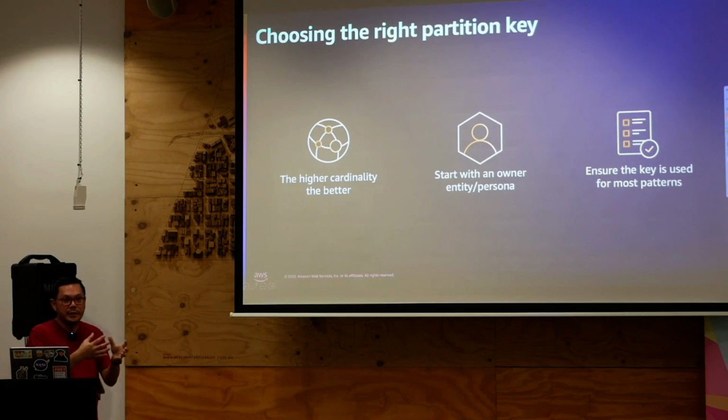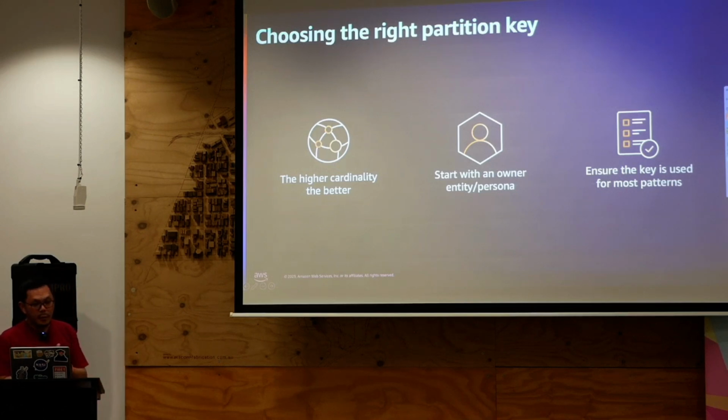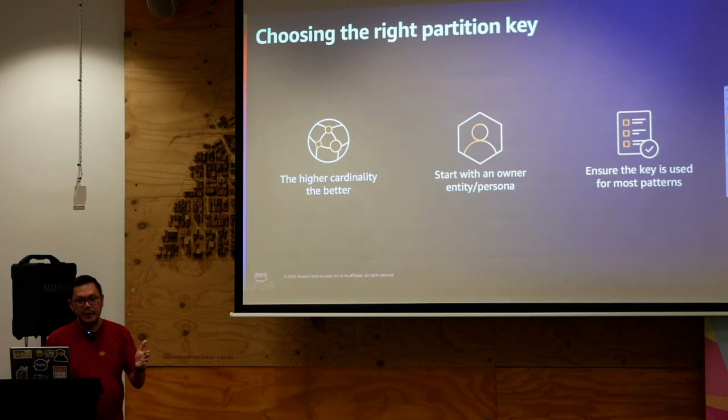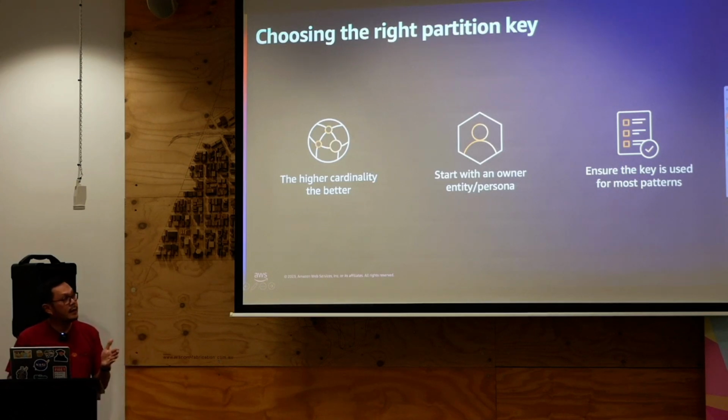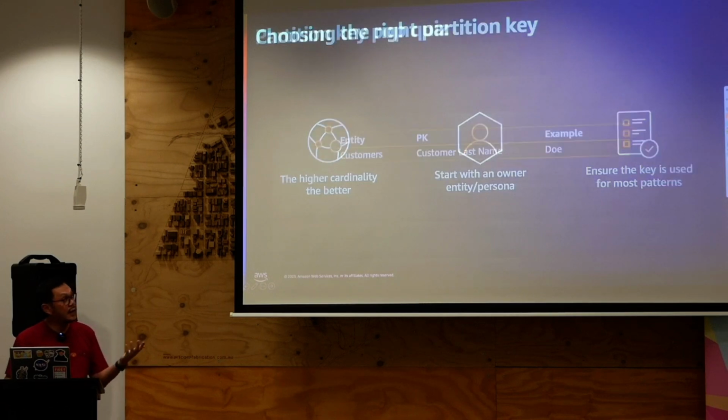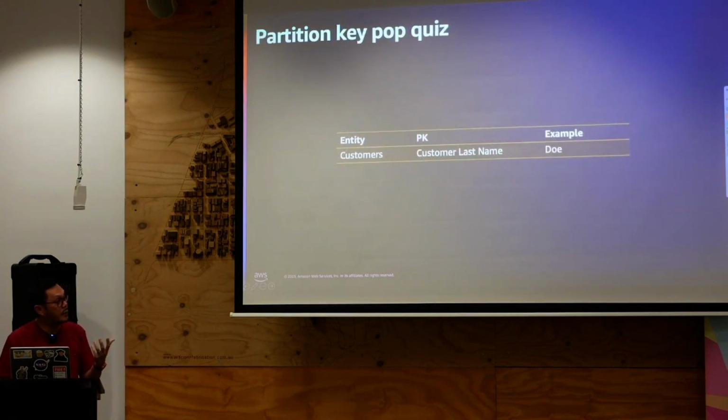So I'm a user. I have my address detail. I have my order detail. I have my cart details, that kind of stuff, right? And then when you list your read and write access patterns, make sure that the key is used for most of the patterns rather than two or three. So user ID is probably a good one.